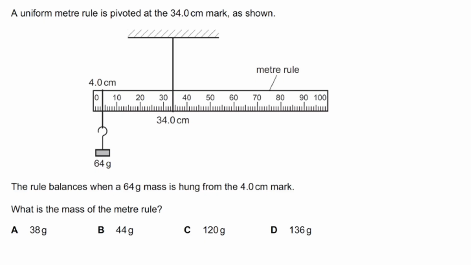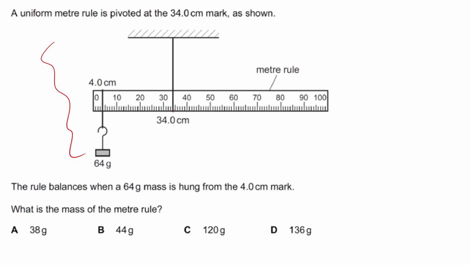Okay. A uniform meter rule is pivoted at the 34 centimeter mark as shown. The rule balances when a 64 gram mass is hung from the 4 centimeter mark. What is the mass of the meter rule? Okay, so this is about calculating moments.